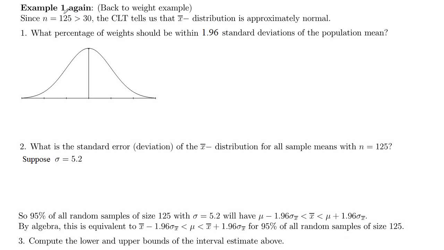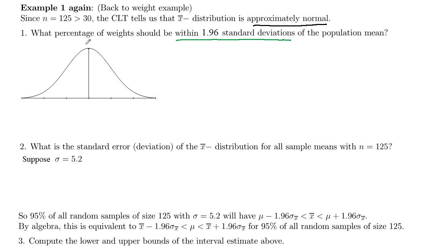So let's go back to example 1 here and apply some of what we have learned. Since our n, our sample size, is 125, and that's certainly greater than 30, the central limit theorem, which we're abbreviating CLT, tells us that our sampling distribution, our x-bar distribution, is approximately normal. And we want to know what percentage of weights should be within 1.96 standard deviations of the population mean.